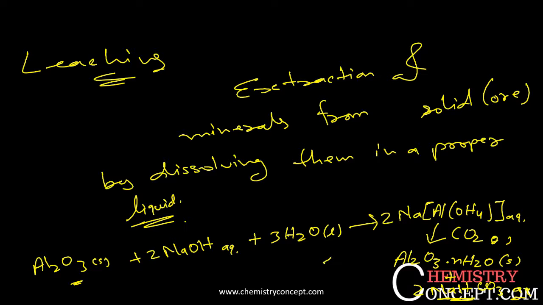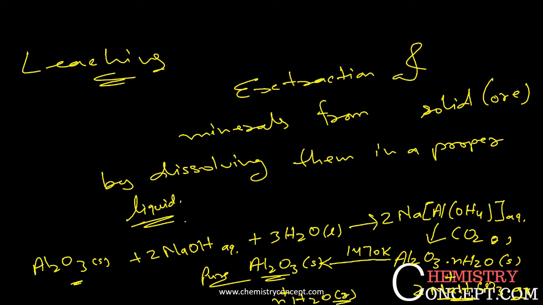So when you heat this solid at high temperature, nearly about 1470 Kelvin, what will happen? You will get Al2O3, that will be in pure form, and you will get x number of H2O molecules in the form of gas, that will be vapors. So by this leaching method, you can also get the mineral, this aluminum ore. So this is the leaching method.